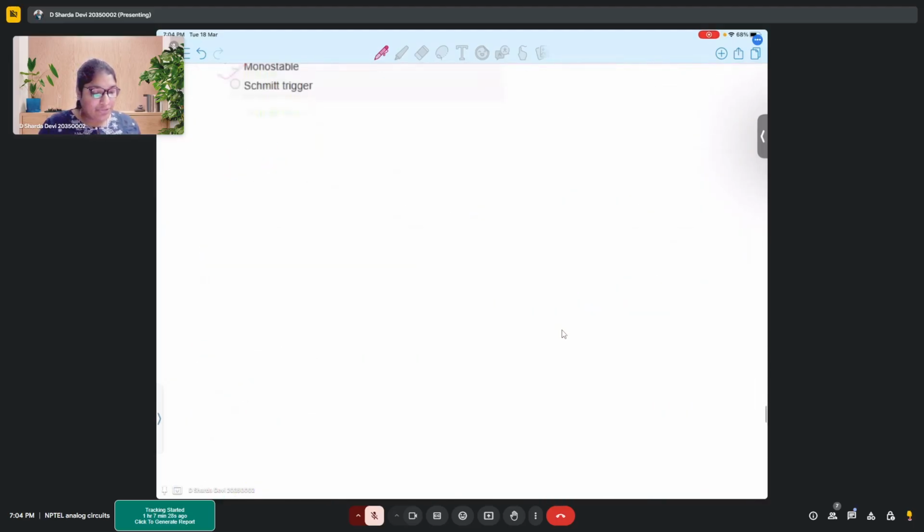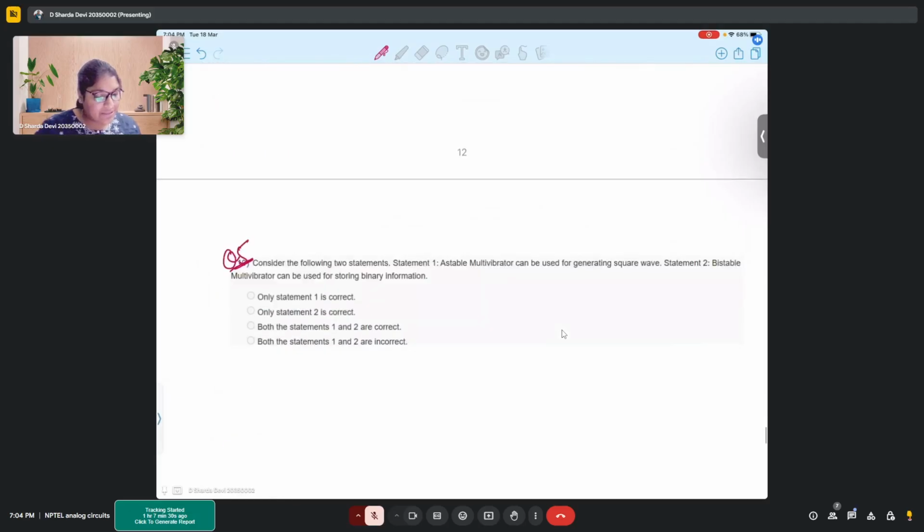Now, coming to the question itself. In this question, we definitely know that an astable multivibrator can be used for generating square waves. We have already seen that through both circuits, the relaxation oscillator type of multivibrator circuit as well as the 555 timer circuit, in both cases we get square outputs. So this statement is correct.